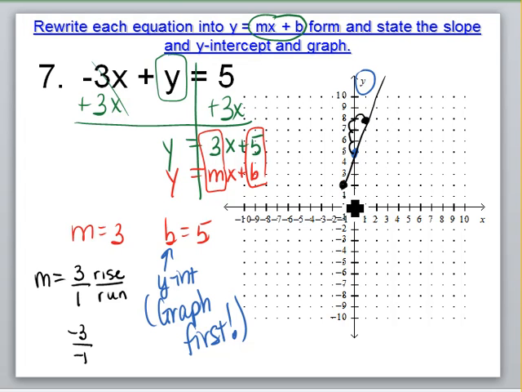You could continue graphing and going down 3, to the left 1, many, many times so you could get an even more exact line. I'm going to graph multiple points so you get used to that as we continue through some of these graphs.